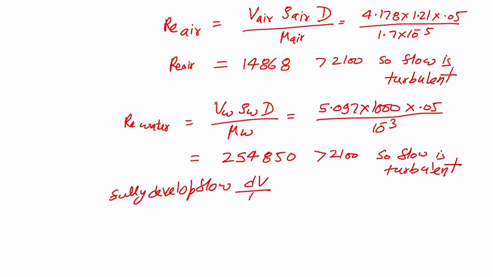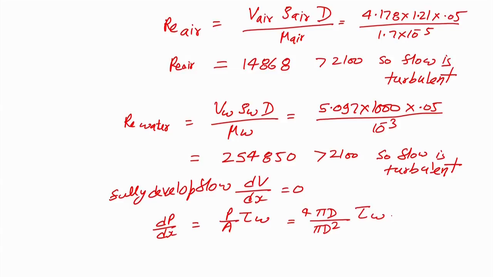It means dV by dx is going to be 0. So, what we are going to have? We will see that dP by dx is only because of P upon A tau w. And if I am going for dP by dx, so this P upon A for the cylindrical pipe will be what? P will be pi d, area will be pi by 4 d square into tau w. So, you will see that it will be 4 tau w upon d.